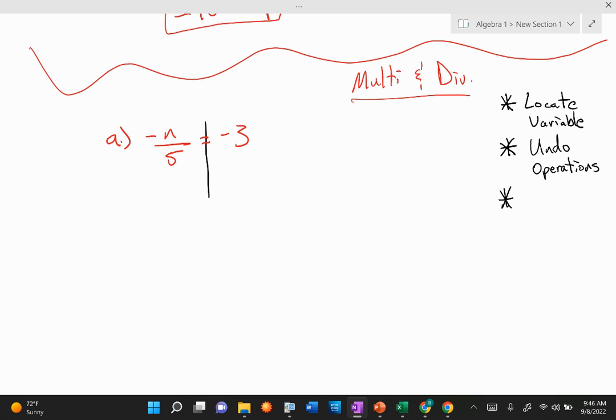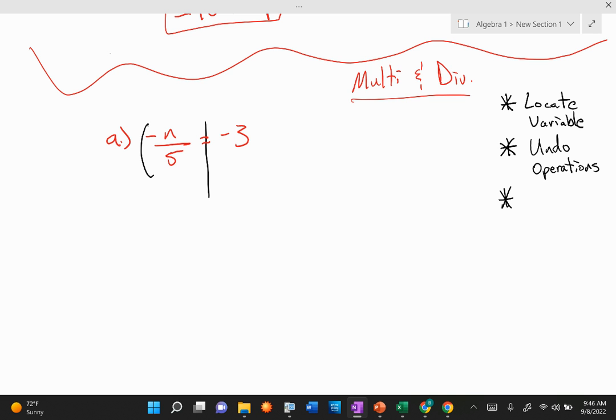What operation is being done to n? Yeah, it's being divided by what? 5. And I say we knock out 2 birds with 1 stone, and we say it's being divided by a negative 5 because that is a negative, right? So eventually we'll have to get rid of that negative. So let's just do it in the same step.